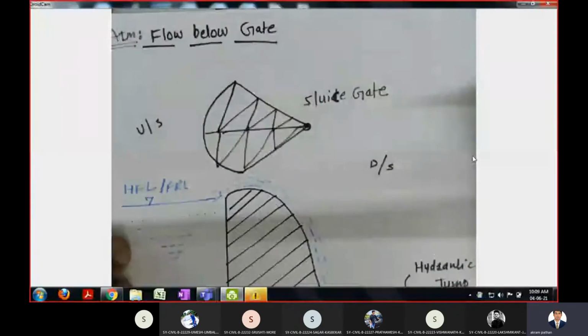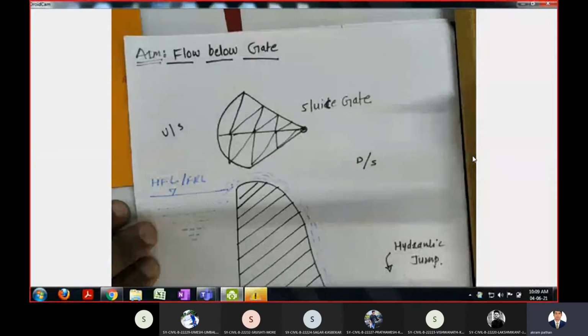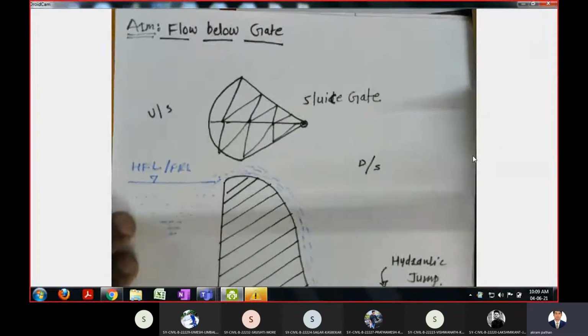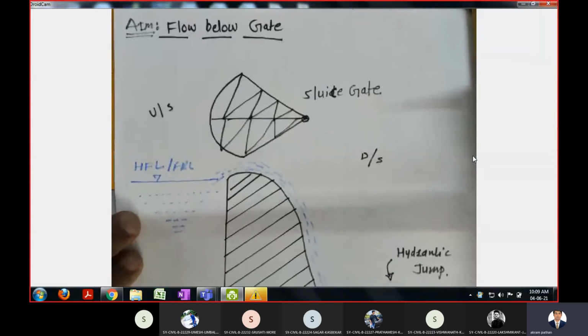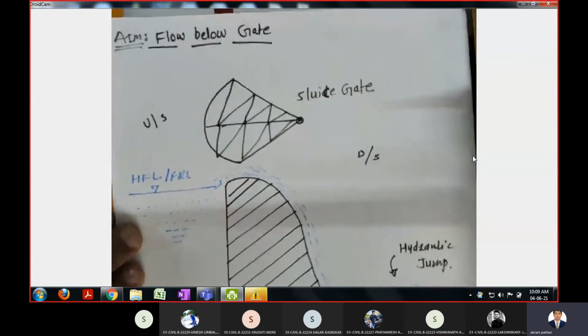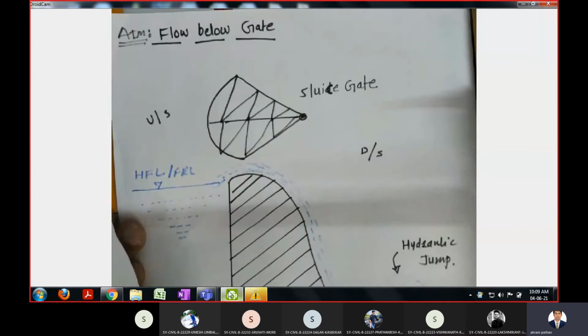Slide is visible to all of you? Yes. Slide is visible? Yes.